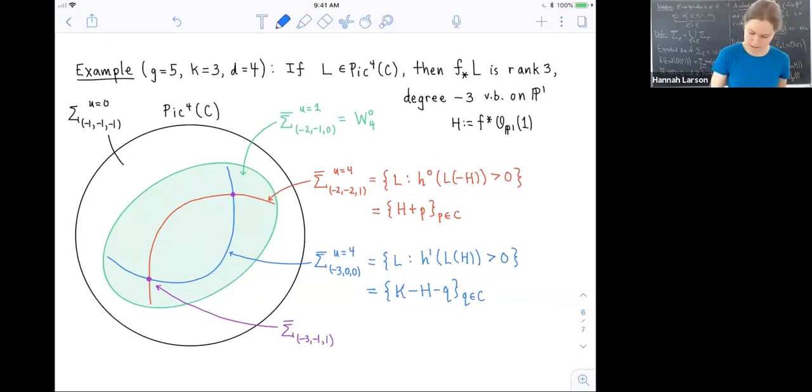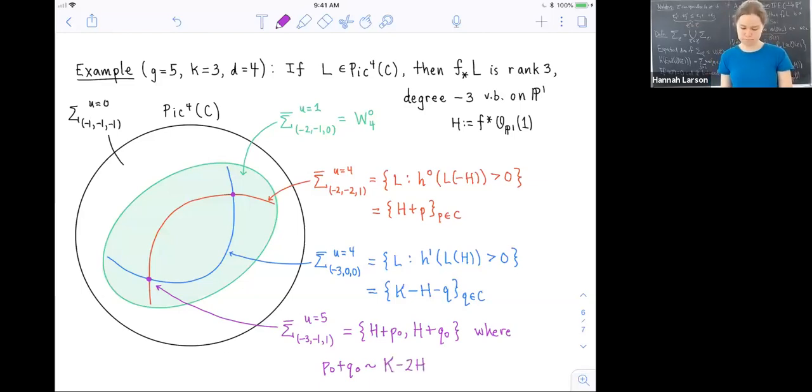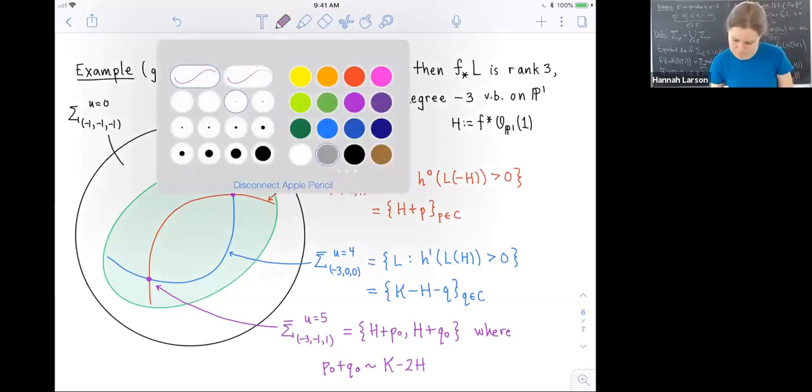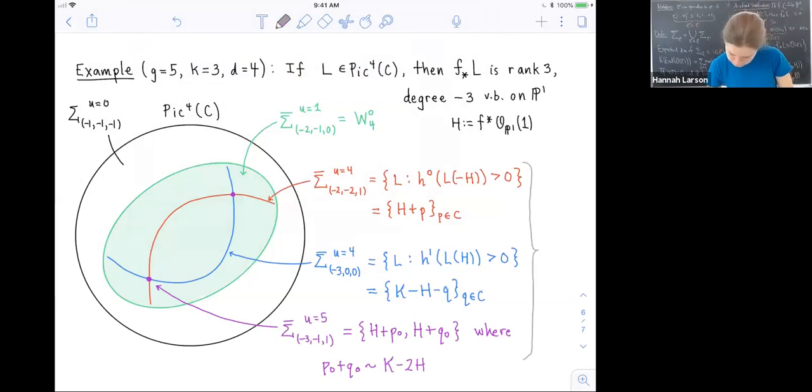And these red and blue curves meet in the splitting locus minus 3, minus 1, 1, whose expected codimension is 5. And well, this now I just have to tell you which things are of both the red form and the blue form, and that will be the line bundles H plus P naught and H plus Q naught, where P naught plus Q naught represents K minus 2H. And all together, these make up W14.